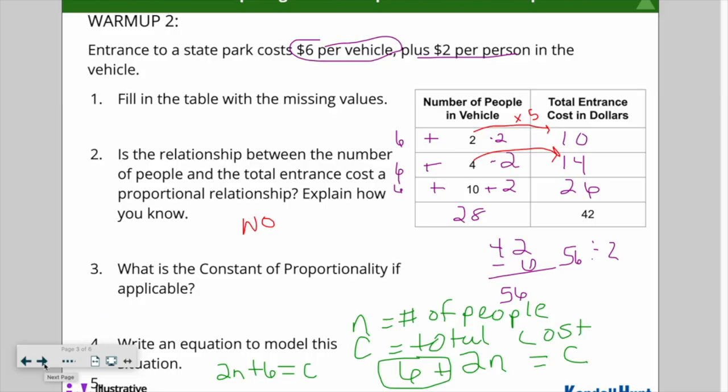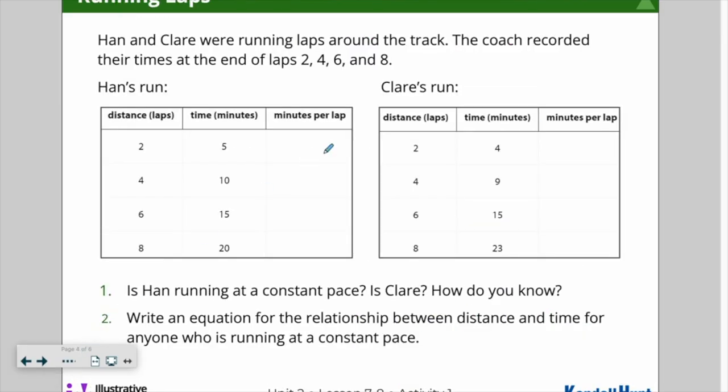So we're going to continue investigating tables and equations and see what makes a table proportional and what makes an equation proportional. So Han and Claire were running laps around the track. The coach recorded their times at the end of 2, 4, 6, and 8 laps. And so we had to fill in. It said, is Han running at a constant pace? Well, that would be minutes per lap.